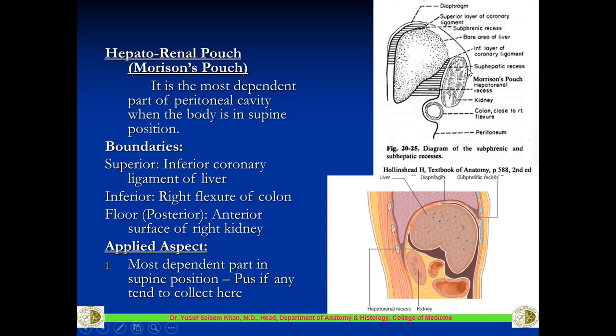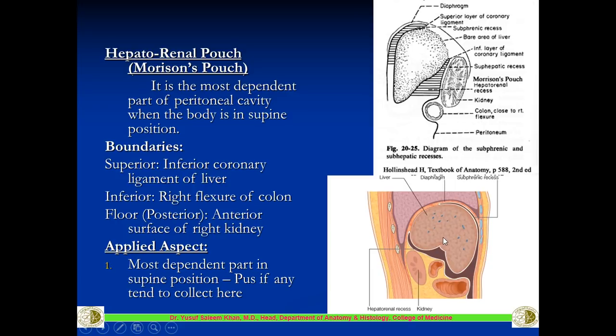This is seen from the left lateral side. So here is the back, and you can see the inferior coronary ligament above, and inferiorly we have the right flexure of the colon. The floor is formed by the anterior surface of the kidney. Here you can see the kidney, and in between is this space. So this is called the hepatorenal pouch or recess. It is also called Morrison's pouch.